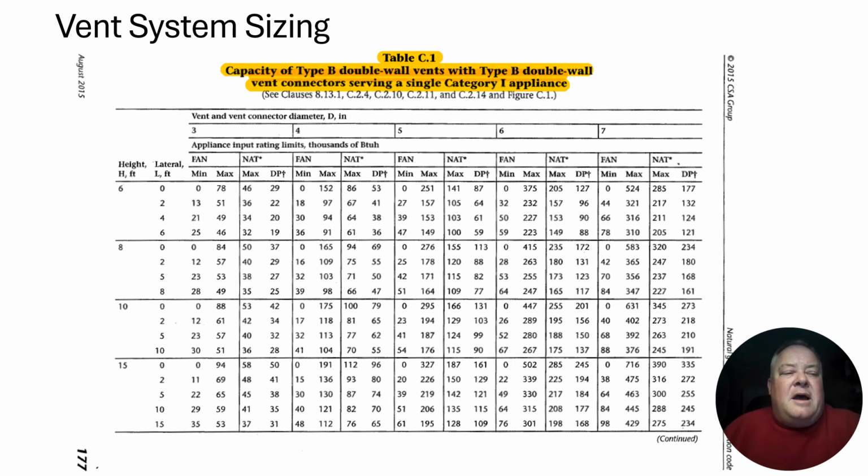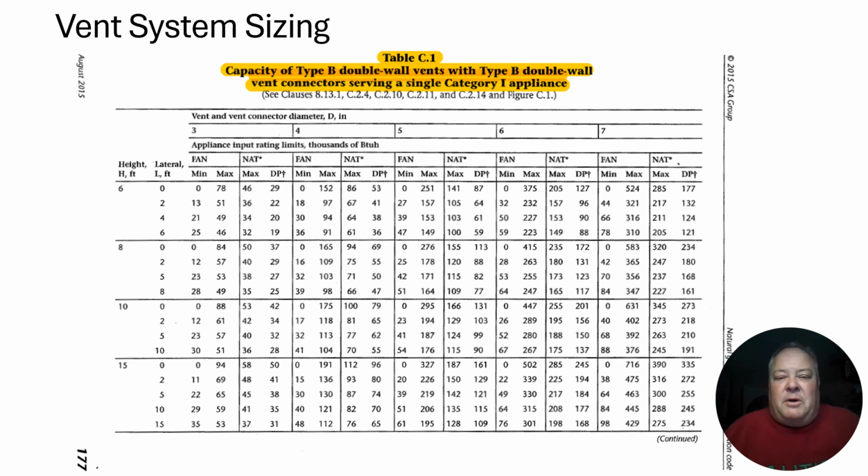Okay, so now that we've seen that appliance, we're going to go to table C1. As mentioned, we really want to check the title, and that's why I highlighted the title here, because we have the capacity of type B double wall vents and type B double wall vent connectors serving a single category 1 appliance, which matches up with our diagram. So we want to make sure that the diagram is matching the table that we're using to catch the particular sizes.